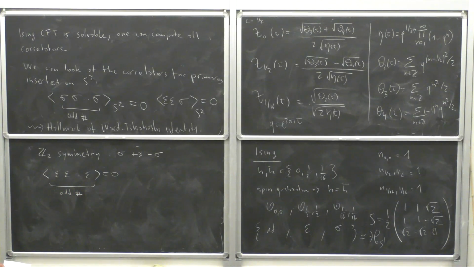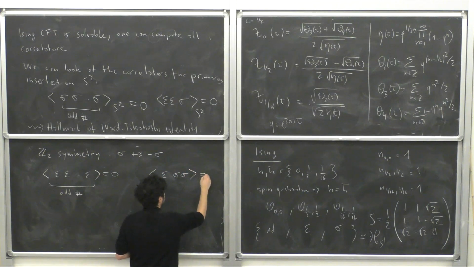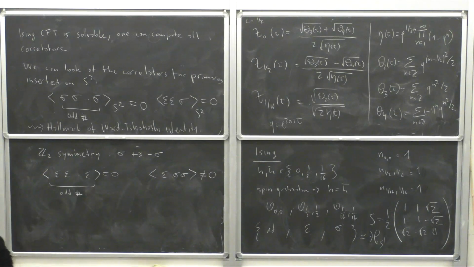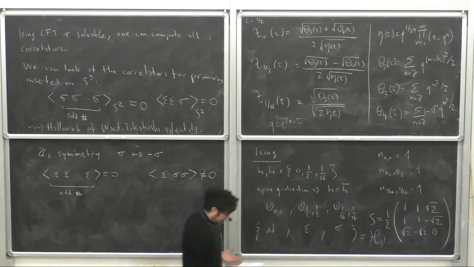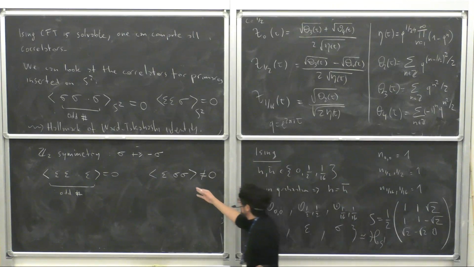And so naively one would say, well, that's another Z2 symmetry and we are done. But unfortunately, the correlator of epsilon and sigma sigma, this one, is non-zero. So a Z2 symmetry wouldn't do the job. Because if you flip just the sign of epsilon, this would be killed, but it is not there.